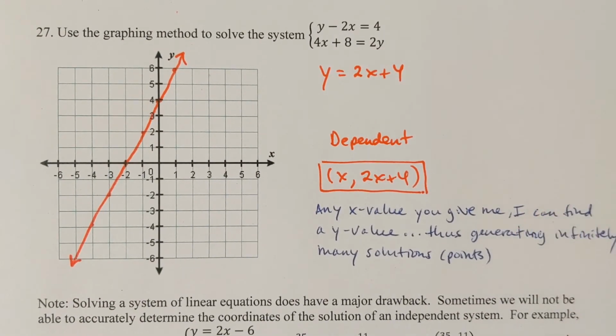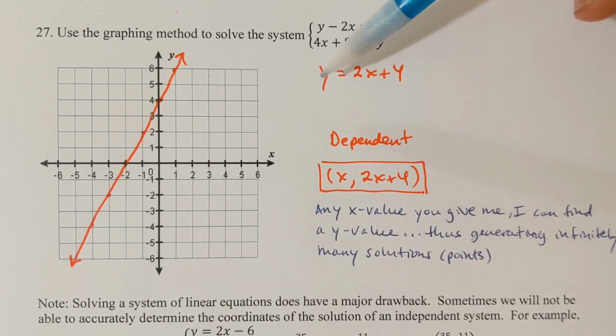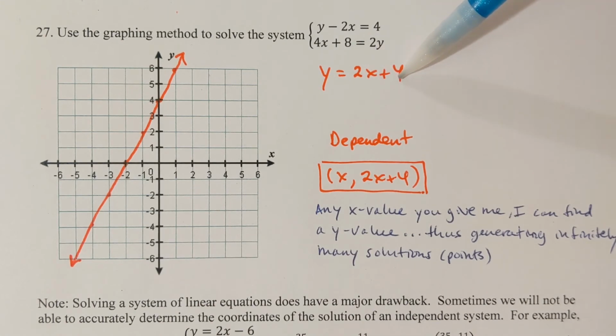Okay, here's problem 27, another one. Use the graphing method. Okay, if I rewrite these two equations here, on the first one, add 2x to both sides, you get y equal 2x plus 4. And then on the second one, if you divide by 2, you're going to have y equals 2x plus 4. Okay, so let me graph both of these lines here. The first one, y equal 2x plus 4, that has a slope of 2 and a y-intercept at 4.